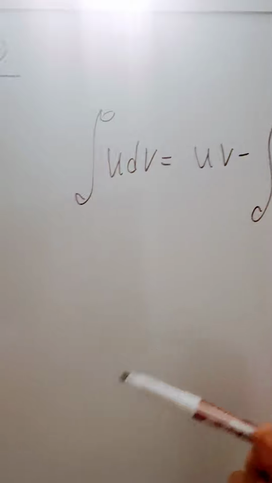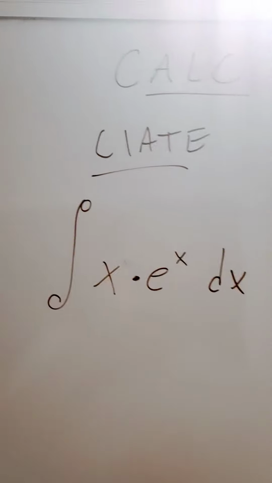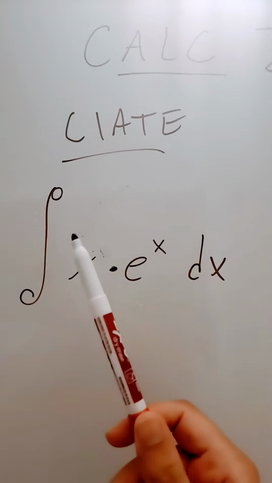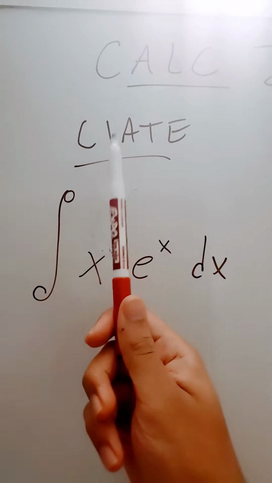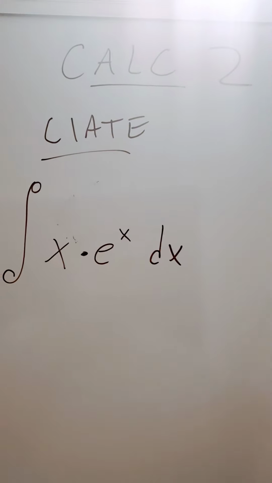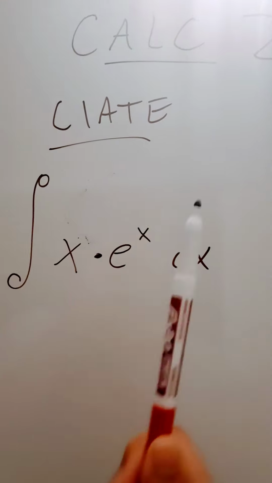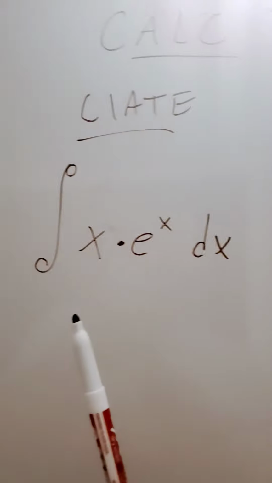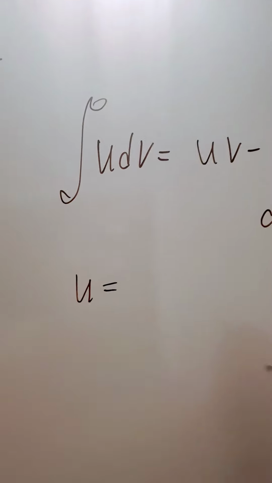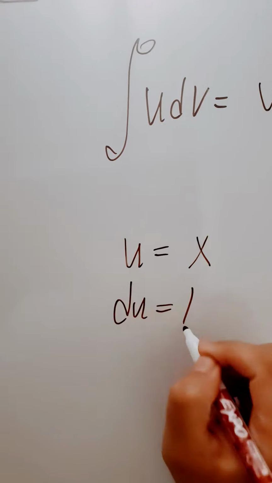So we need to find a few variables here. The first thing we need to find is our u. And we're going to be finding that through an acronym called LIATE, where L stands for log, I stands for inverse, A stands for algebraic, T stands for trig, and E stands for exponential. So whatever comes first in this list will become our u. So in this case, our u is going to be equal to x, as algebraic comes before exponential. So our u is going to be equal to x, and our du is going to be equal to 1.